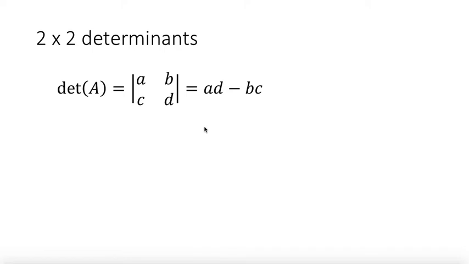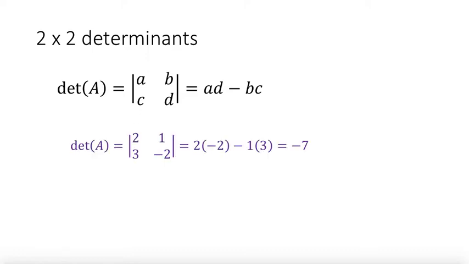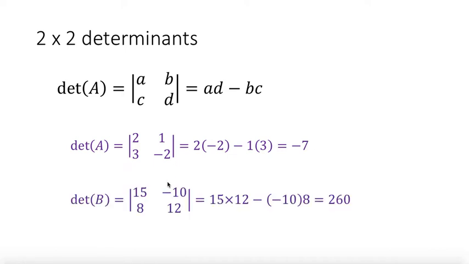For a 2 by 2 matrix, the determinant is given by this formula. It's the first diagonal, AD, minus the second diagonal, BC. Okay, so here are 2 examples. The determinant of 2, 1, 3, negative 2 is 2 times negative 2 minus 1 times 3. So negative 4 minus 3 is negative 7. The determinant of 15, negative 10, 8, 12 is 15 times 12 minus negative 10 times 8, which will give you 260.